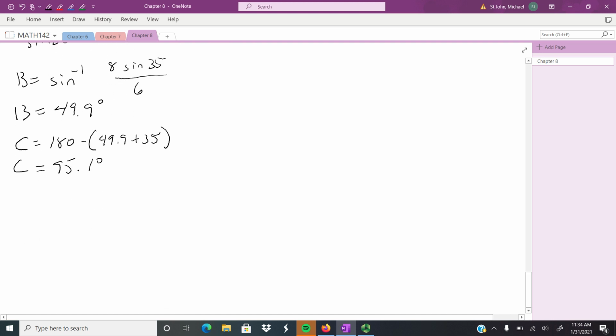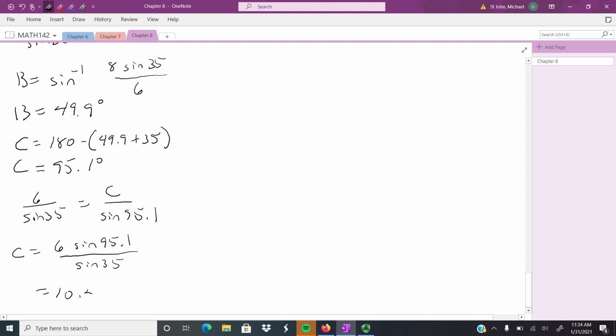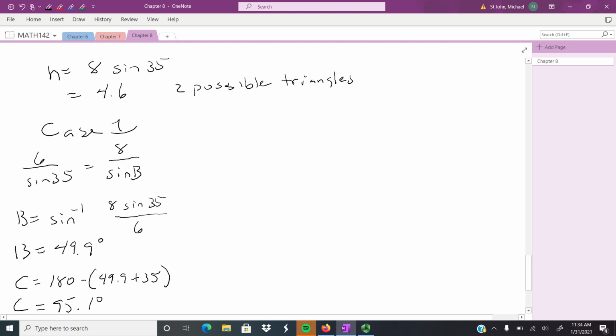And then we can find side c. And so 6 over the sine of 35 is c over the sine of 95.1. Cross multiply and divide. And so 6 sine 95.1 divided by the sine of 35, and this gives us 10.4. Right? Well, now how about the other triangle? Right? So let's do case 2.